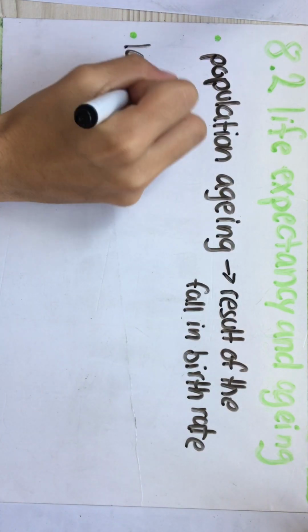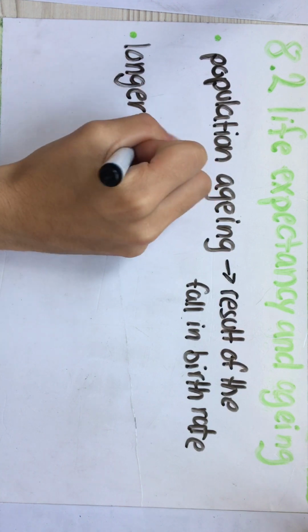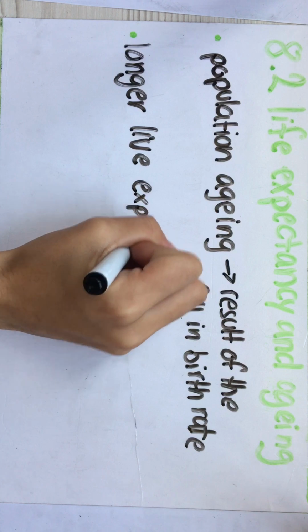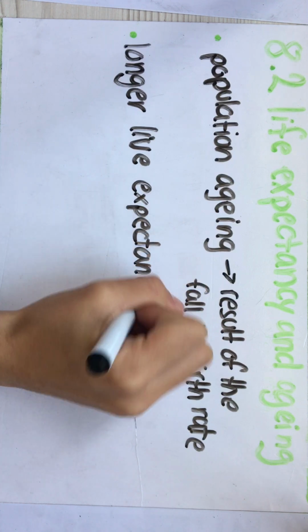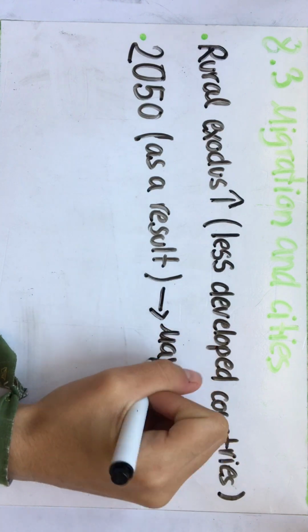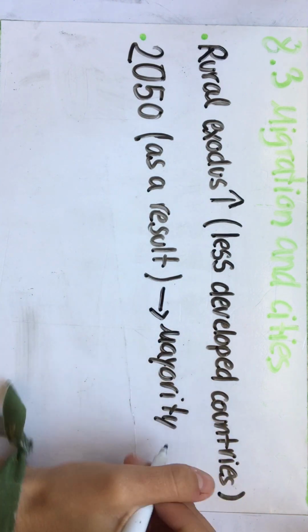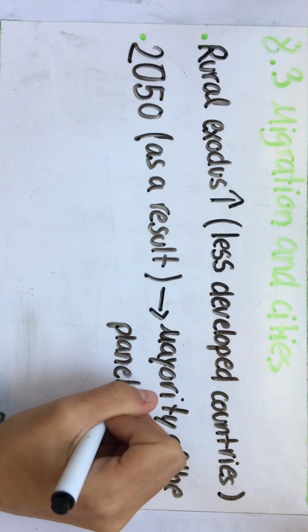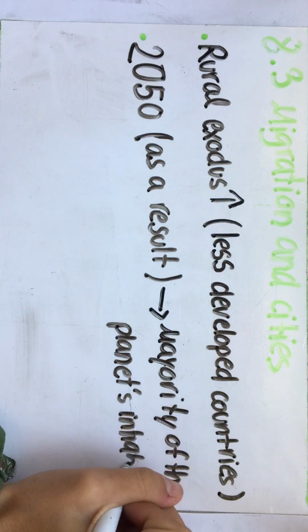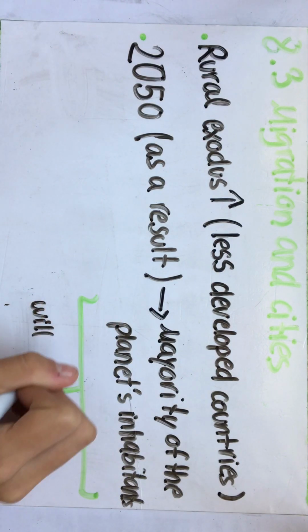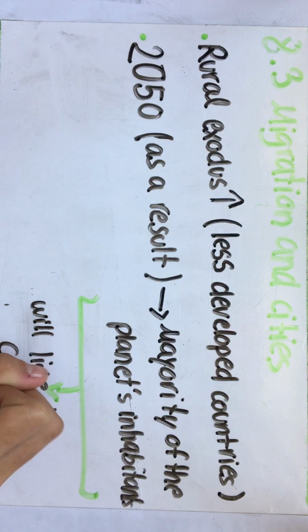8.2 Life expectancy and aging. Population aging will affect all countries as a result of the fall in the birth rate and longer life expectancy. 8.3 Migration and cities. The rural exodus will continue to rise, particularly in less developed countries. As a result, in 2050, the majority of the planet's inhabitants will live in cities, which will result in environmental decline and shortages of food and drinking water.